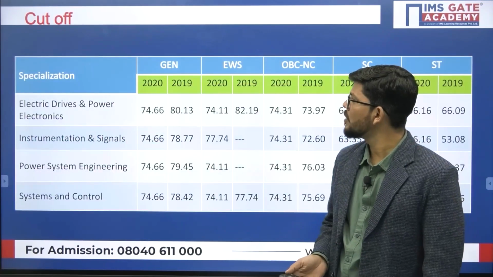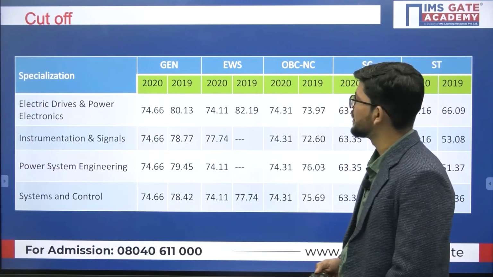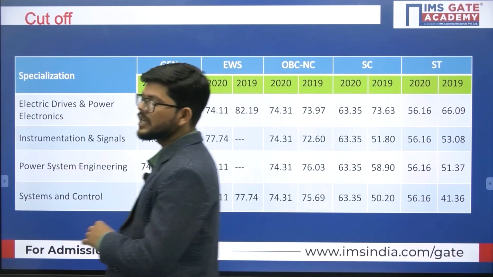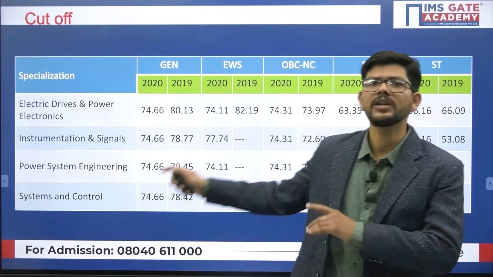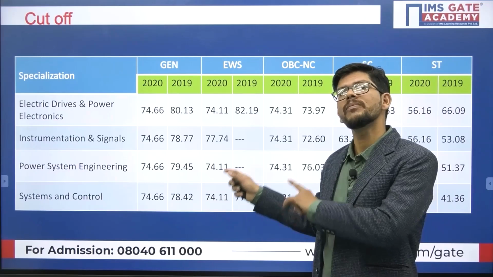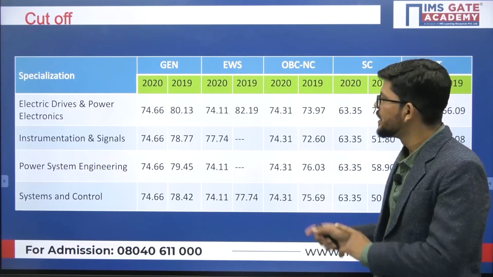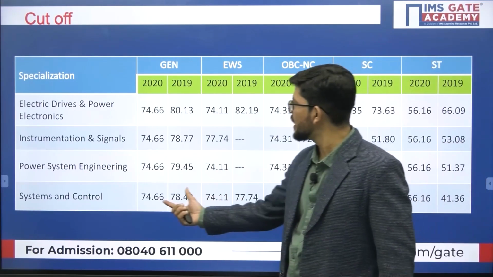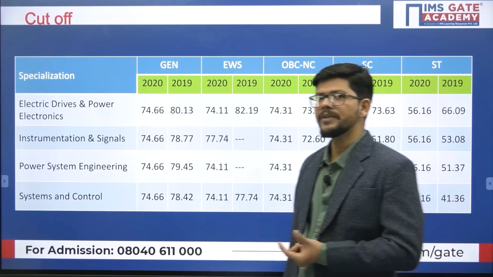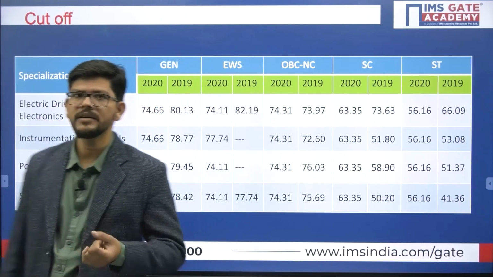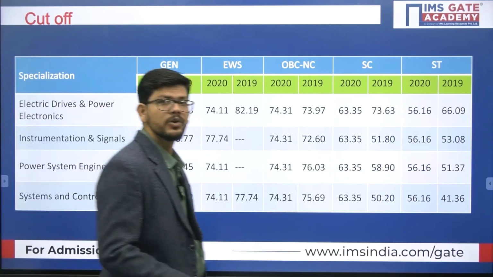Okay. Talking about the cutoff, here you can spot a difference. All IITs have released their cutoff in terms of score, but IIT Roorkee is going to release their cutoff in terms of marks that you will get. So you can see if your marks are above 74, you have a great chance of getting admitted into IIT Roorkee.